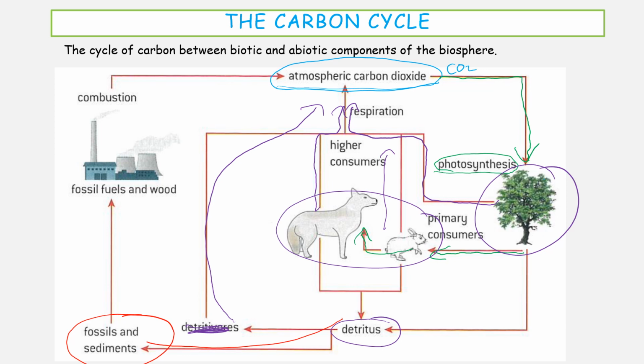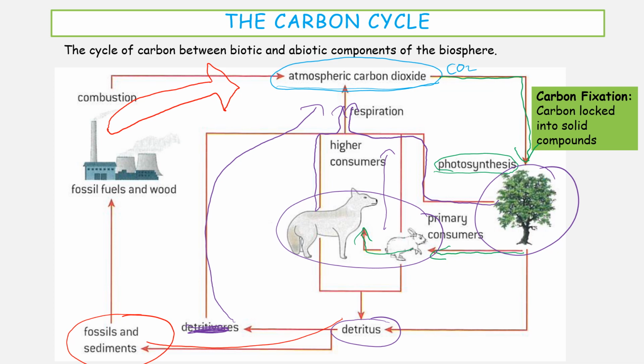And obviously for a long, long time, this balance of carbon in our atmosphere and in the solid part of our world between the biotic and abiotic components was balanced. But now, because of human activity, our combustion of fossil fuels has meant that a huge amount of carbon dioxide is being returned to the atmosphere and unbalancing that cycle.